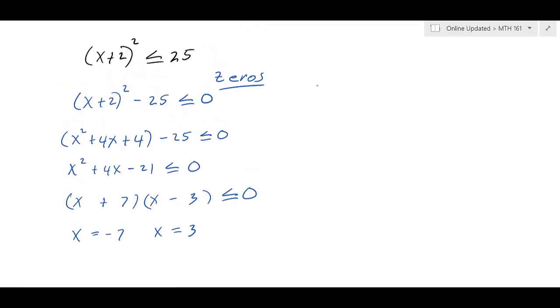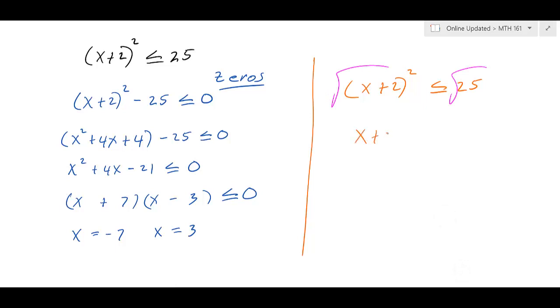Now, just real quick here, an alternate way to do this. If we left this as x plus 2 squared less than or equal to 25, once again here, we could have taken the square root of both sides, and you would have ended up with x plus 2, and the square root of 25 would be plus or minus 5.